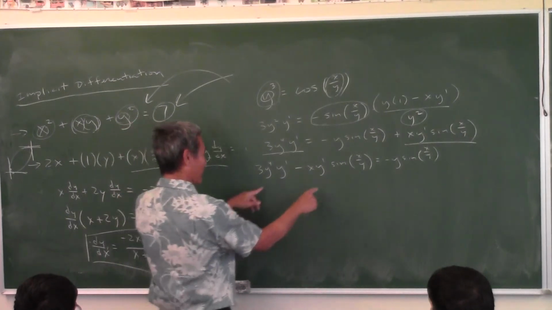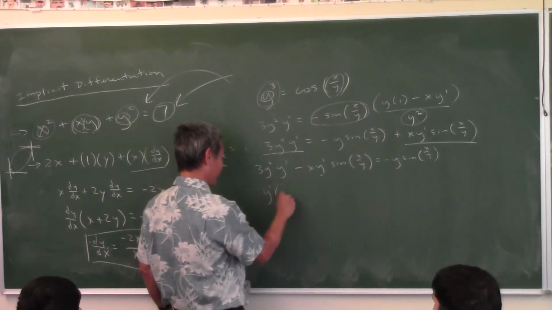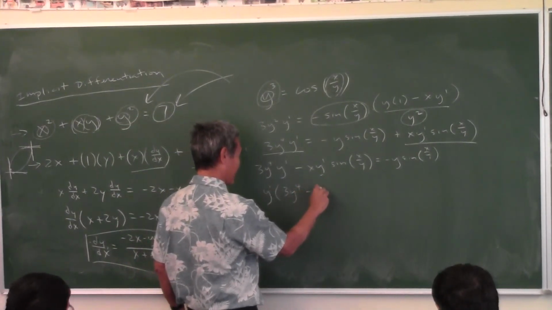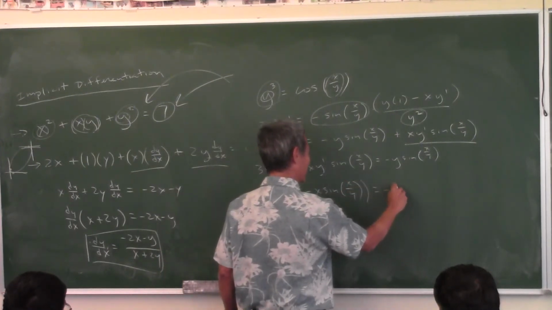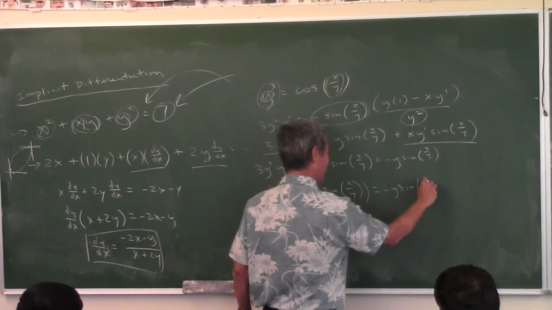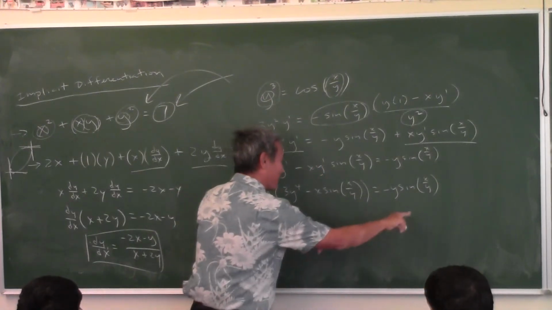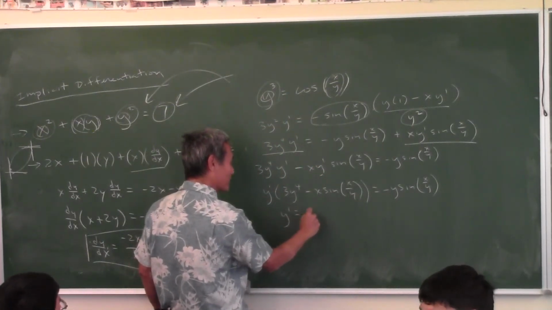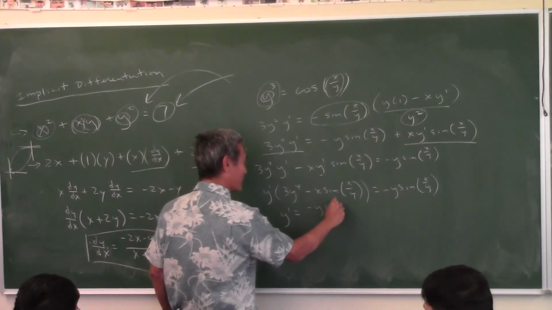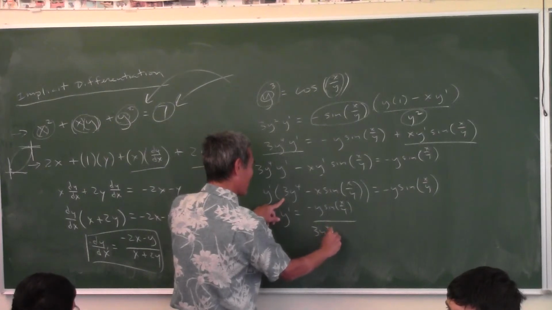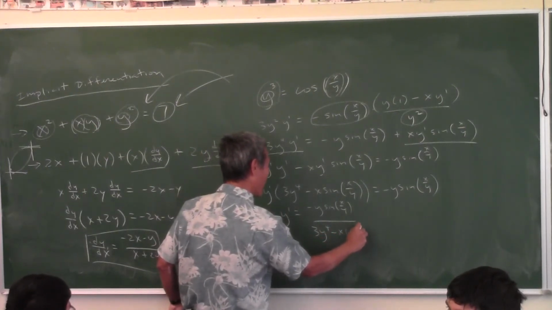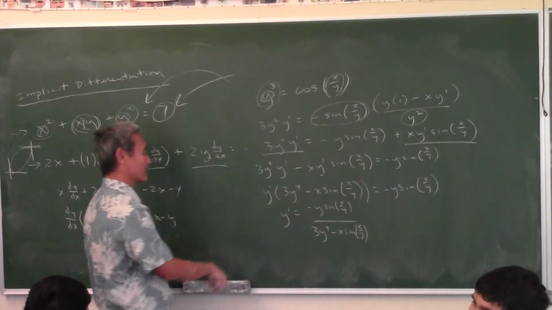Okay, factor out the y prime. I'm trying to concentrate. Silence! I don't want to make mistakes. I already made enough. And then go from that to the divide. Final: y prime is equal to negative y sine box all over 3y to the fourth minus x sine box. There you go. That's the derivative.